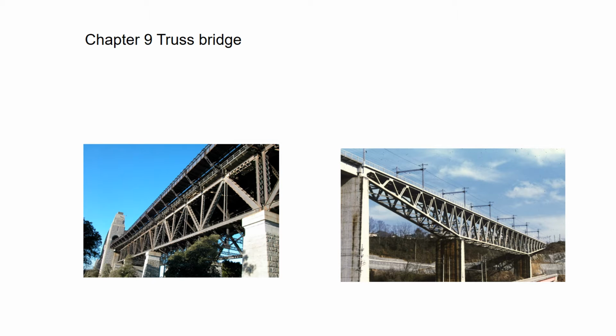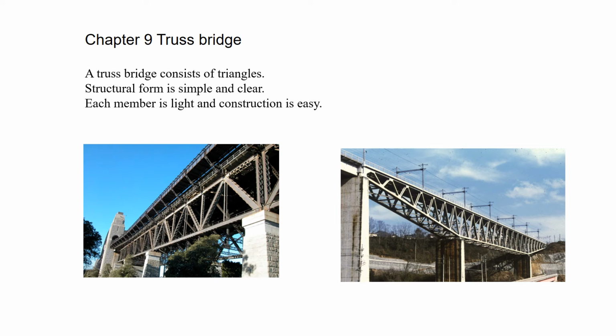Chapter 9, Truss Bridge. A truss bridge consists of triangles which are strong and stable. Although the idea of the truss bridge was already known in the Roman era, they were not widely built until the 18th century when steel became available.